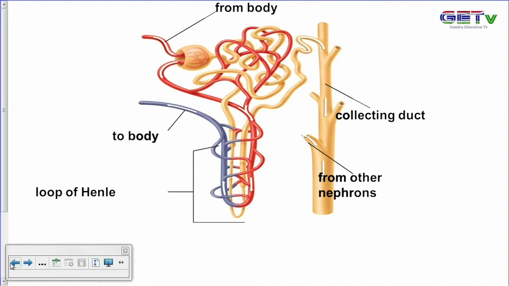This part is the loop of Henle, and then we have the afferent artery where the blood is coming inside the glomerulofiltrates, and then we call here the proximal convoluted tubule, and then we have the distal convoluted tubule, and then we have the collecting ducts where final readjustment takes place. I hope we got this information very clearly.